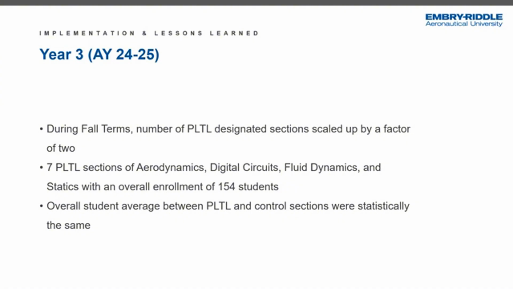Going into year 3, this is where we scaled it up as far as the number of sections and the number of peer leaders, and we did so by a factor of 2. So 7 sections incorporating peer-led team learning. We had aerodynamics, digital circuit design, fluid dynamics, statics, and an overall enrollment of 154 students. So we have more students in these 2 terms than we had in the previous 4 terms. So we doubled it. And as we looked at the overall averages, we saw that they were statistically the same.